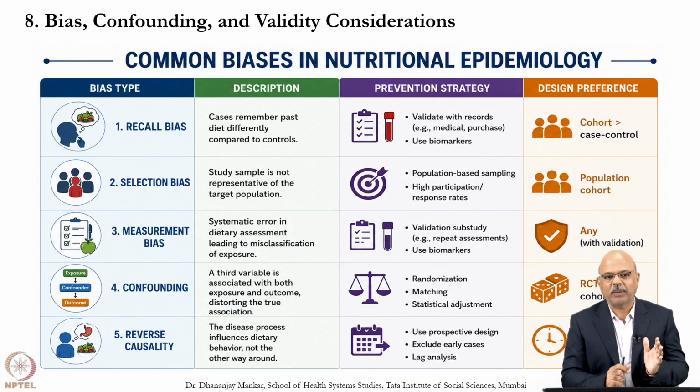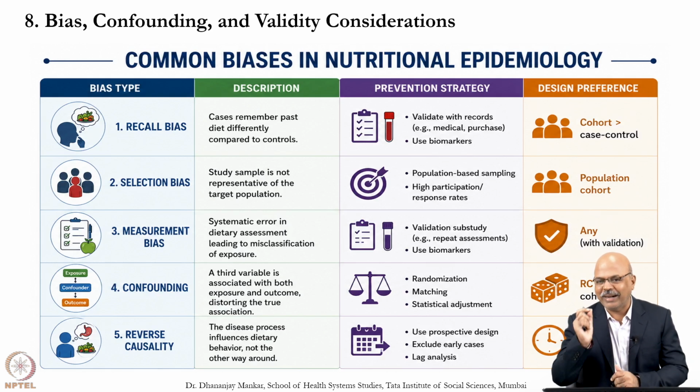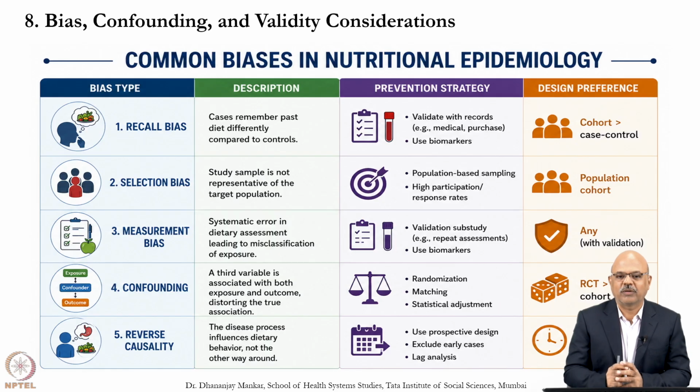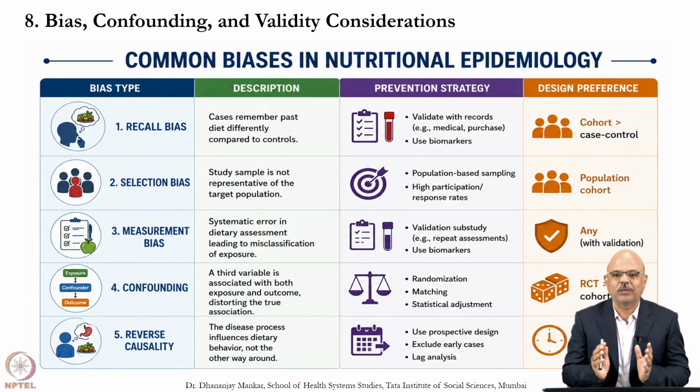For selection bias, the study sample is not representative of the target population. So you have to use a prevention strategy like population-based sampling or a high participation response rate, and the perfect design will be a population cohort. There can be measurement bias, a systematic error in dietary assessment leading to misclassification of exposure. You may use a prevention strategy of a validation substudy or use biomarkers again, and the preferential design is any with validation.